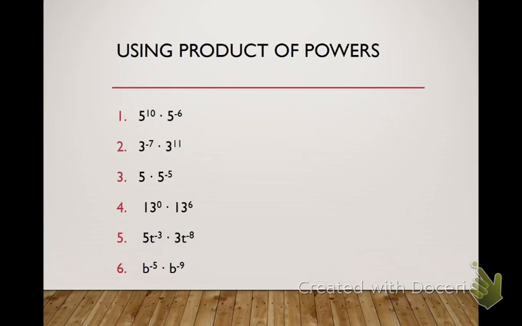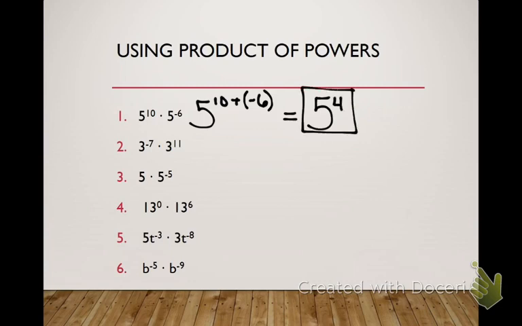Do not work ahead of me. So we have 5 to the 10th times 5 to the negative 6th. We know that means 5 to the 10 plus negative 6. I really don't like double signs, but I want to show you that we are still adding these together, but they are different signs now. One is positive, one is negative. 10 plus negative 6 is the same thing as 10 minus 6. What's 10 minus 6? 4. So this is 5 to the 4th power.